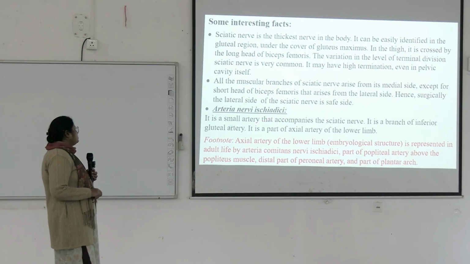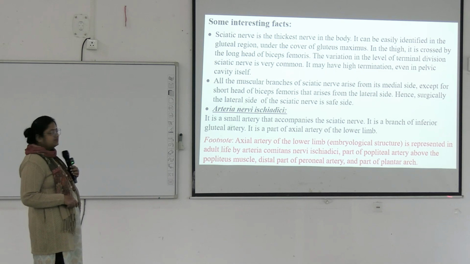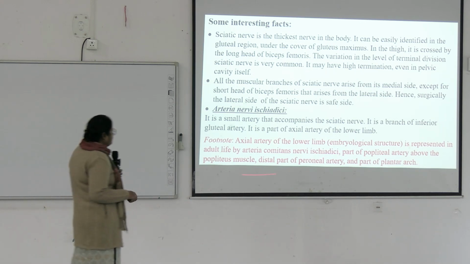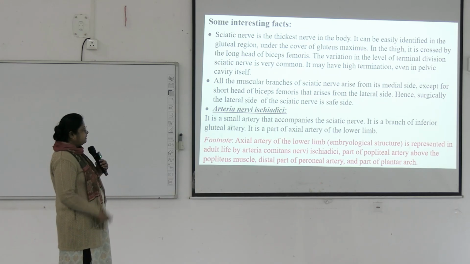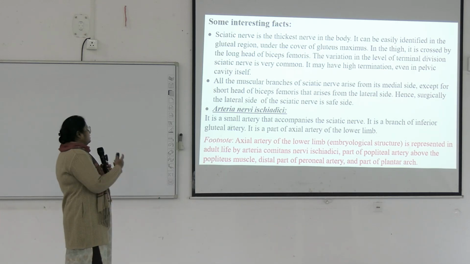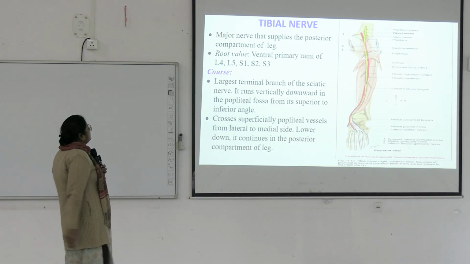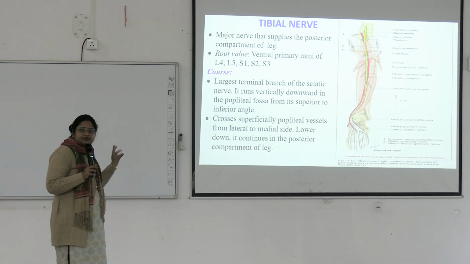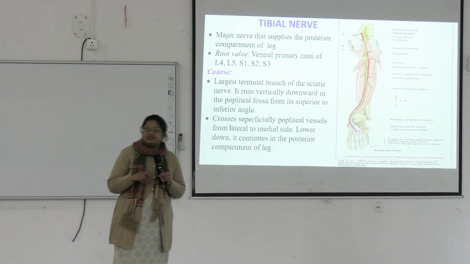Okay. So, the axial artery of the lower limb is an embryological structure represented in adult life by the arteria comitans nervi ischiadici, part of the popliteal artery above the popliteus muscle, the distal part of the peroneal artery and part of the plantar arch. Okay, all these are forming the embryological axial artery of the lower limb. Okay, these are important for your MCQs. Okay, so next we are going to the two divisions in detail.